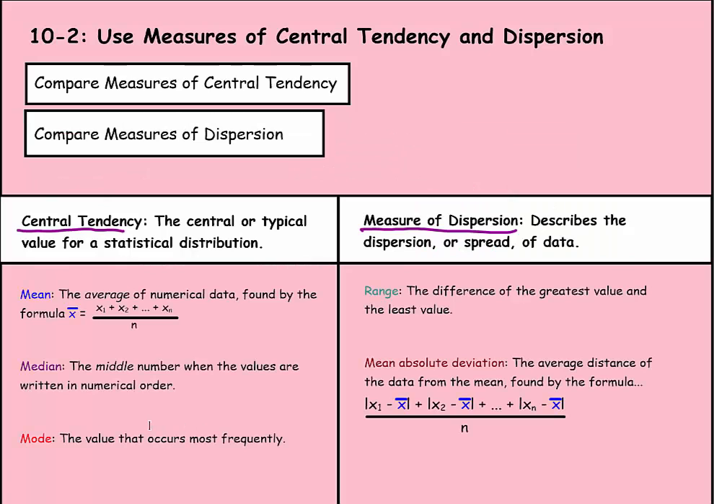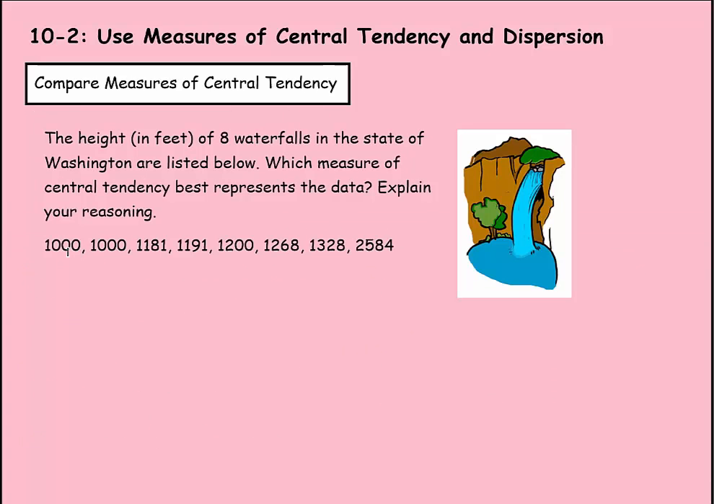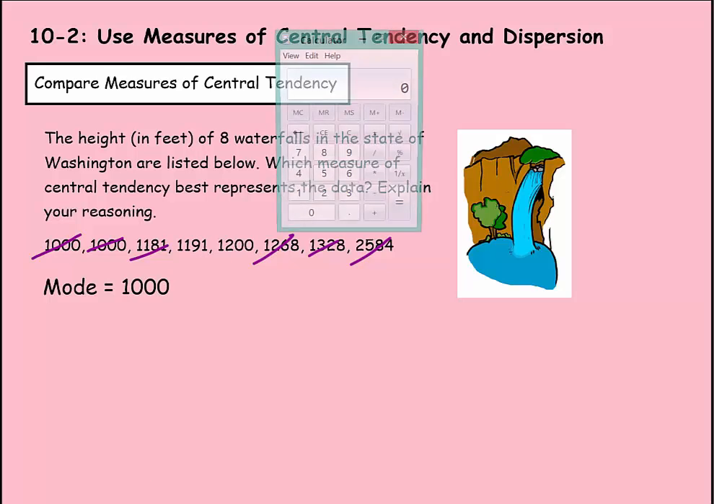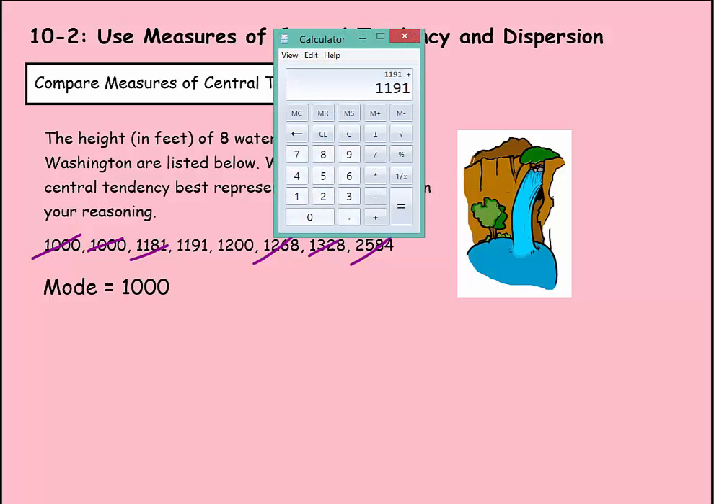The mode is the value that occurs most frequently. Well, I see two number 1000s, and none of these other numbers repeat, so this will be our mode. We'll say mode equals 1000. We can find the median by working our way to the middle. So we cross off the outside 2, the next outside 2, the next outside 2, and we're left with two numbers. Whenever that happens, we need to find the average of these two, so add them together and divide by 2 because there's two numbers. So 1191 plus 1200 divided by 2, so our median becomes 1195.5.